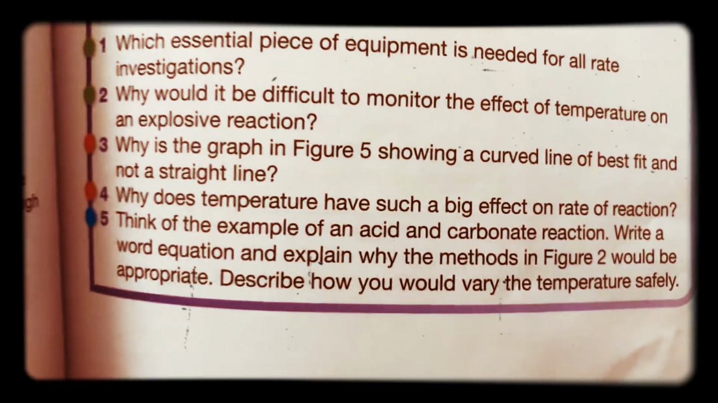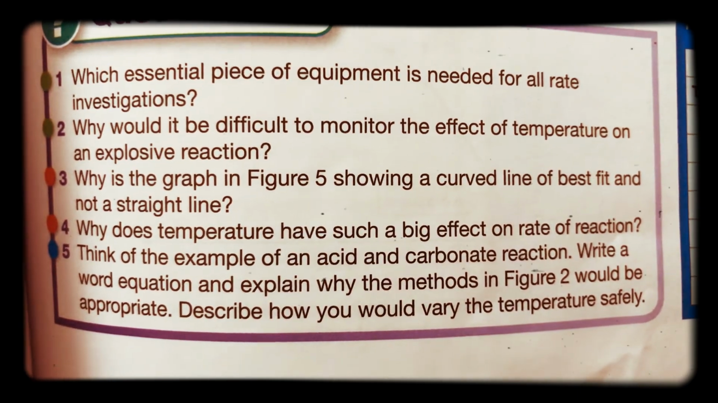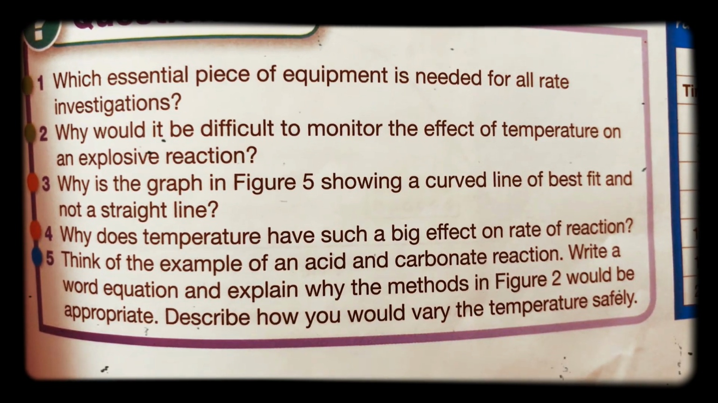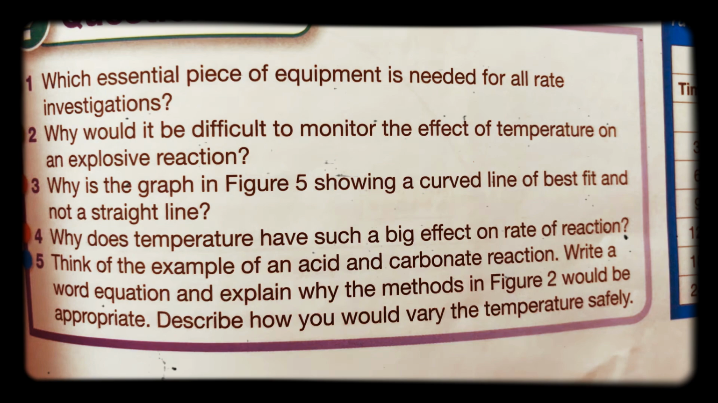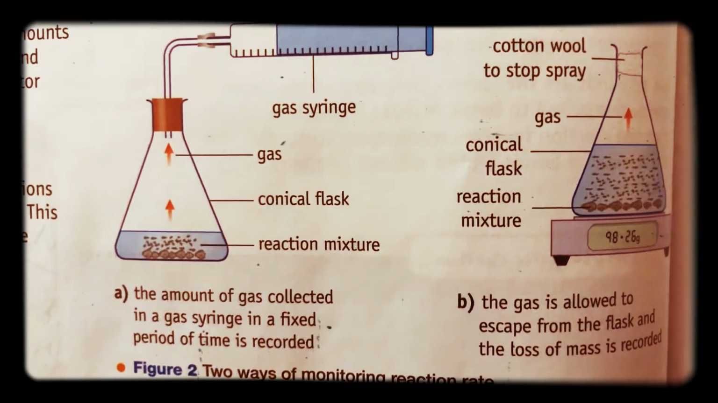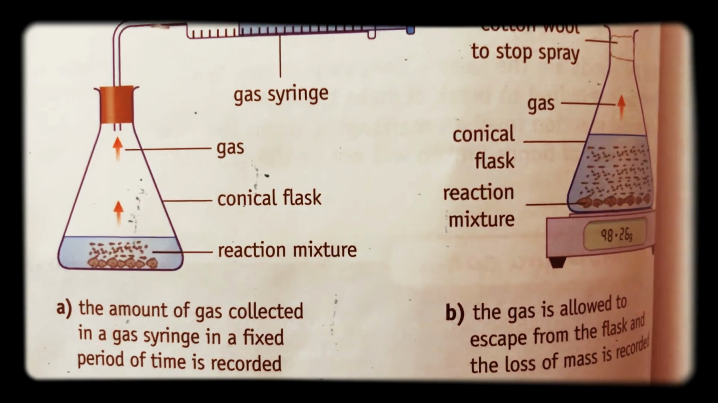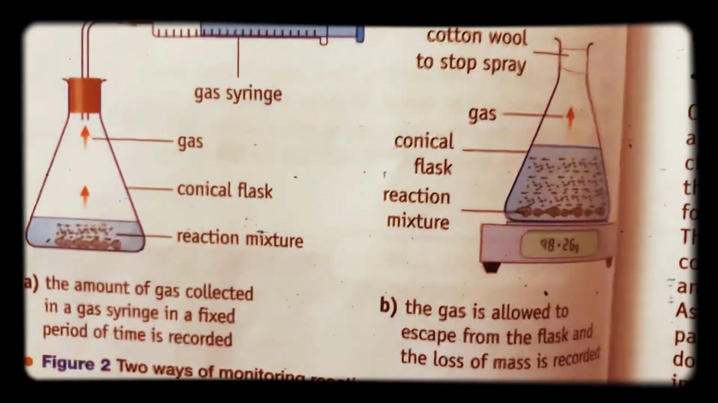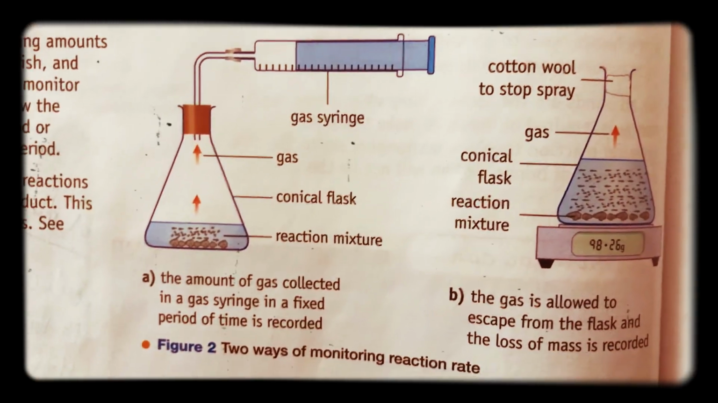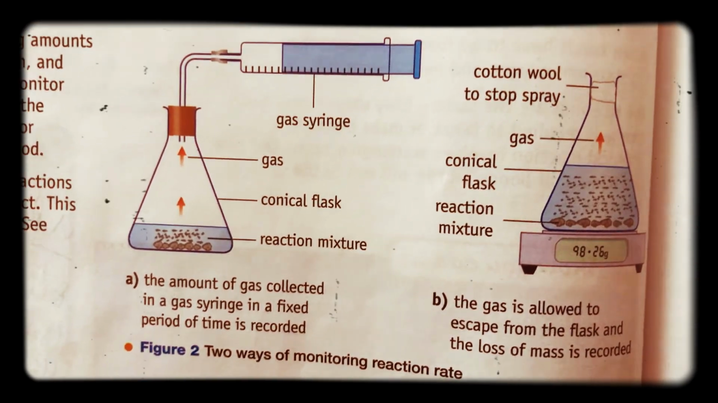Think of the example, finally, of an acid and carbonate reaction. Write a word equation, explain why the methods in figure 2 would be appropriate, and describe how you would vary the temperature safely. So figure 2 is here. All right, so think about the first question. Write a word equation. So this would be acid and carbonate.